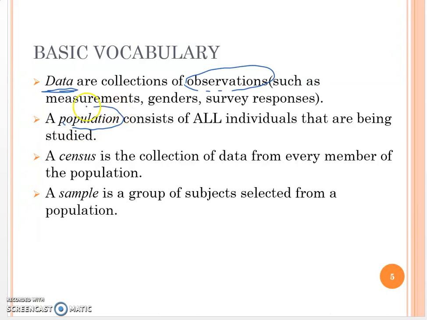Next is population. So population consists of all individuals. Over here we are emphasizing all individuals, not leaving any individual out. So it includes everything that is being studied. Next is census. So census is basically what you have got from every member of the population. If you have done the survey, census talks about everything that you have already collected.